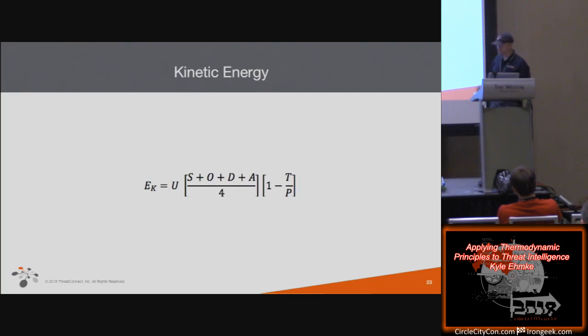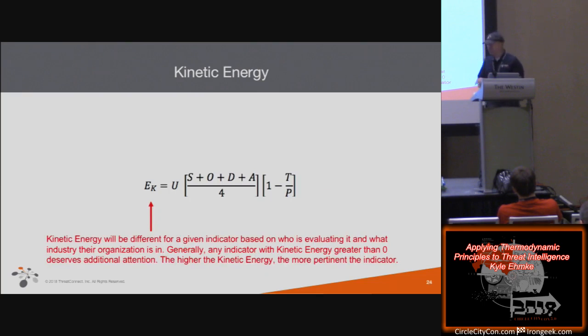So let's kind of break this down a little bit more. Ultimately, kinetic energy, for a given indicator, is going to be different based off of who is evaluating it and what organization they are a part of. So usually I'd argue that any indicator with a kinetic energy greater than 0 deserves additional attention of some sort. And the higher the kinetic energy, the more pertinent the indicator is going to be for the individual or organization that's evaluating it.